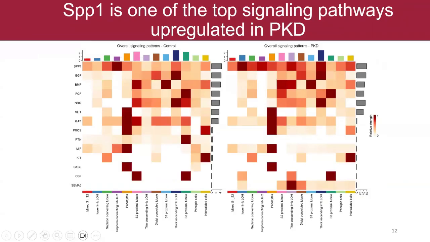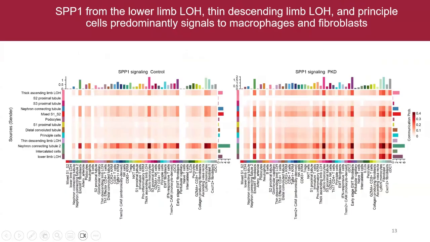Now, one of the next things we wanted to look at is our overall signaling pathways that were different across these various clusters identified in our tubular epithelium. And interestingly enough, we find that osteopontin was one of the top signaling pathways identified across clusters. This included not only those 3 clusters that I mentioned earlier that really stood out to us, but also a nephron connecting tubule. It seemed to be upregulated across all of the clusters in our PKD samples.